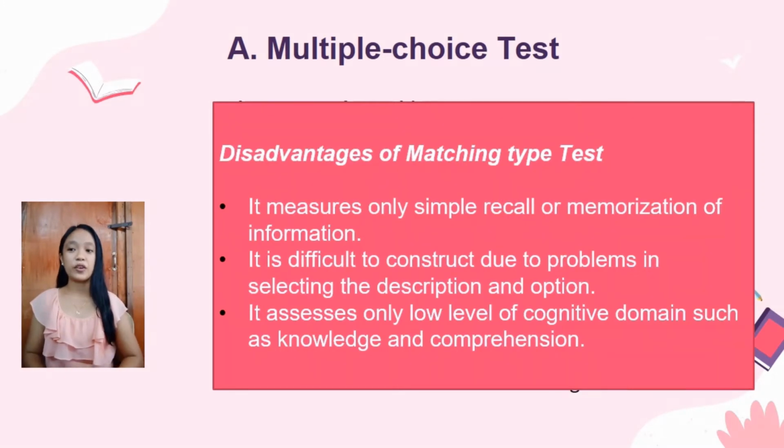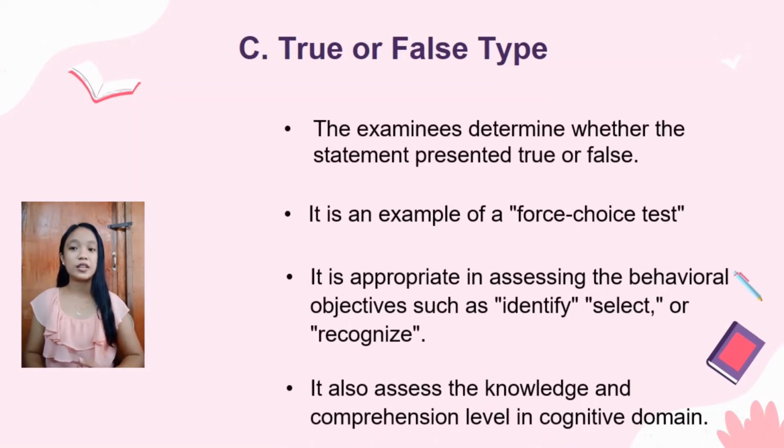Another format of an objective type of test is the true or false type of test. In this type of test, the examinees determine whether the statement presented is true or false. True or false test items are an example of forced choice test because there are only two possible choices in this type of test. The students are required to choose the answer between true or false in recognition of a correct statement or incorrect statement.